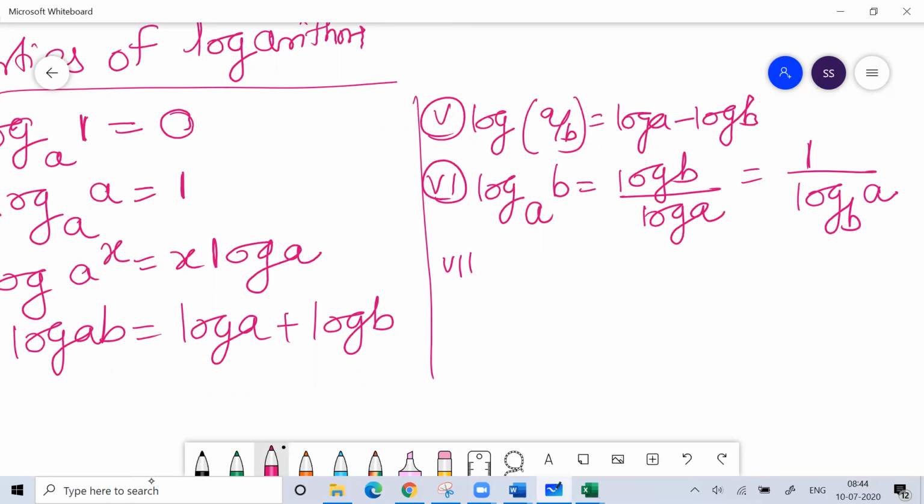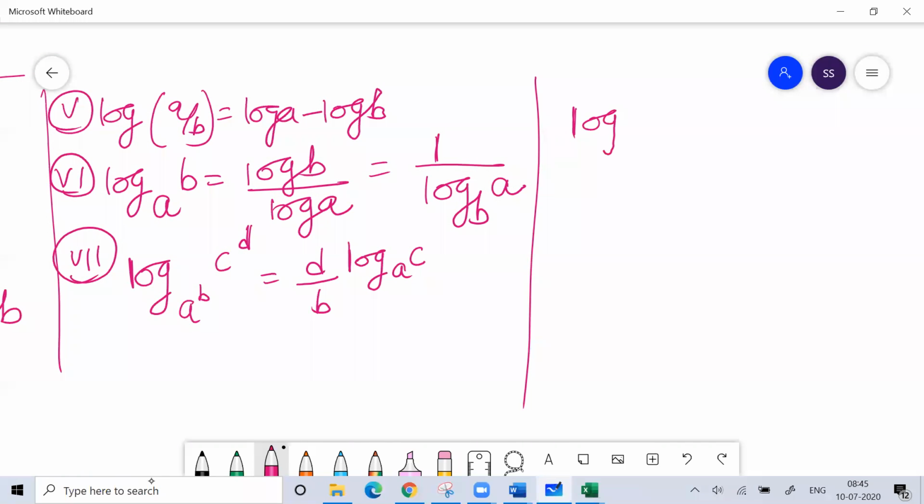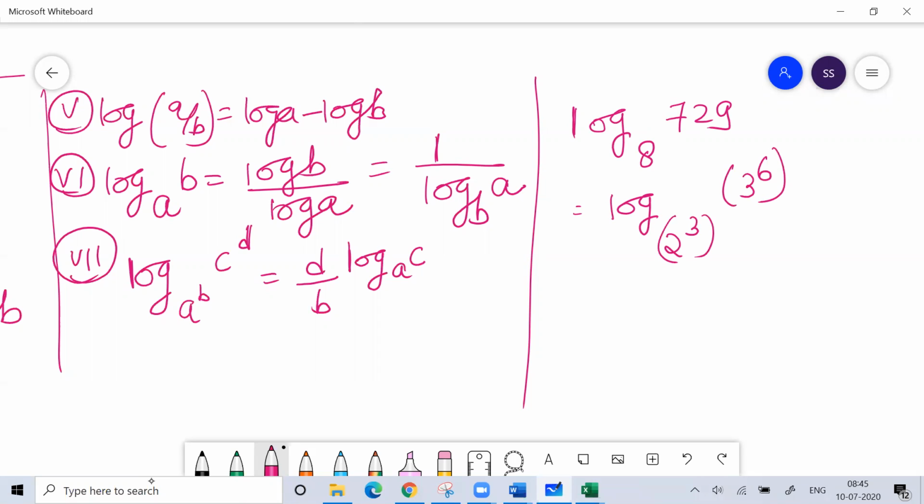Then the next thing you can remember in the log is log of A to the power B and C to the power D is equal to D by B times log base A of C. I'll make you understand this. This is a little bit not very easy to understand. Suppose I ask you log of base 8 of 729. Now you know that 8 is 2 to the power 3, and 729 is nothing but 3 to the power 6.